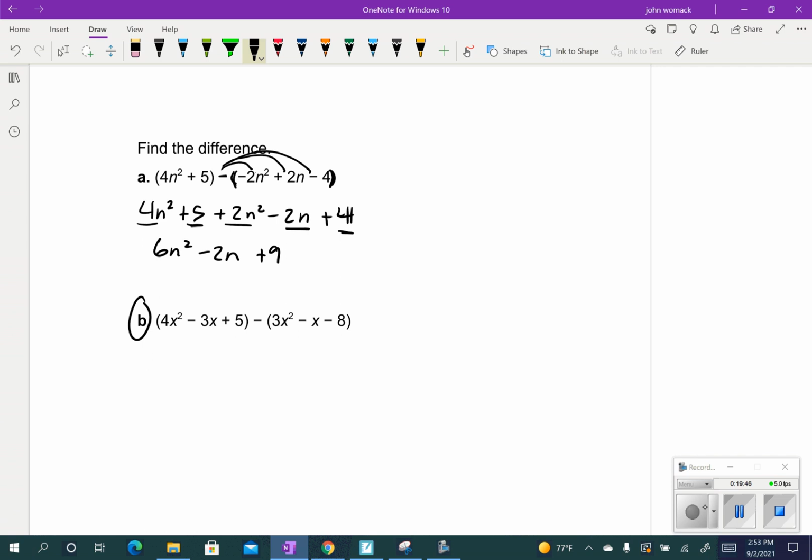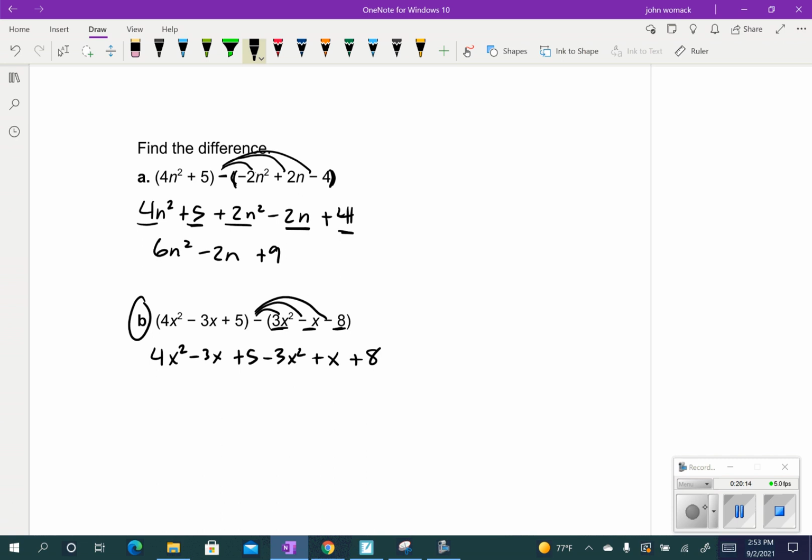Okay, so write it without the parentheses. I have 4x squared minus 3x plus 5. This one has a minus. It's got to carry through. So it's minus 3x squared. It's minus a negative x, so plus x, and it's minus a negative 8, so plus 8. So you've got to make sure as you carry that minus through that it changes all the signs. The 3x squared becomes a minus, that becomes a plus, that becomes a plus.